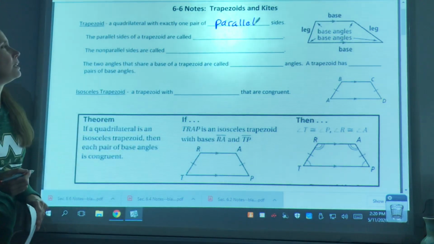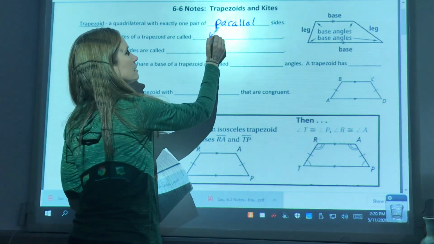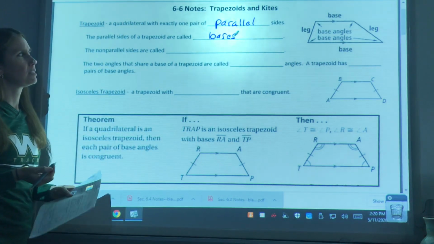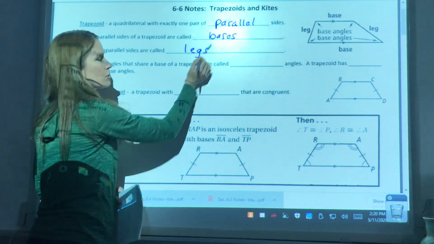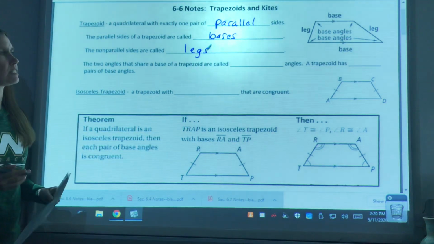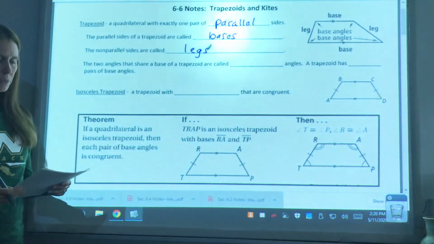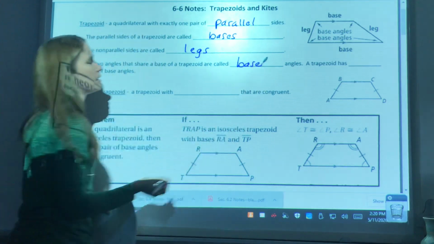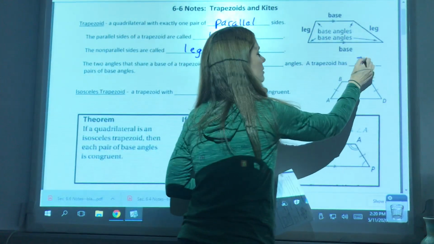Okay. The two parallel sides of a trapezoid are called bases. The non-parallel sides are called legs. I'm going to show you these in the picture in just a second. We'll just get this filled in for now. And then two angles that share a base of a trapezoid are called base angles. And a trapezoid has two pairs of base angles.